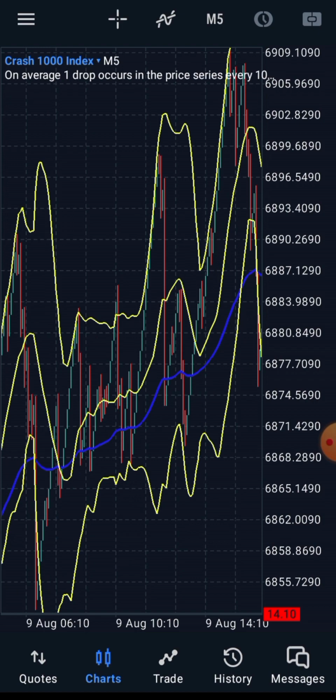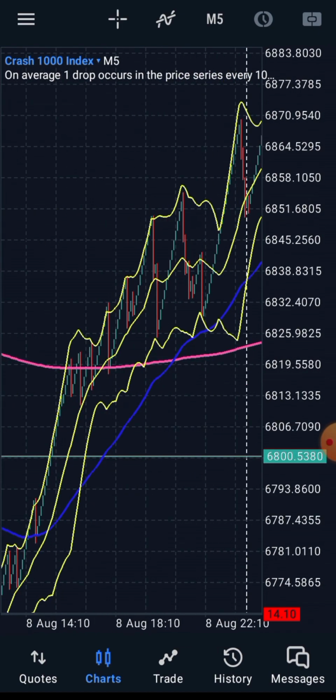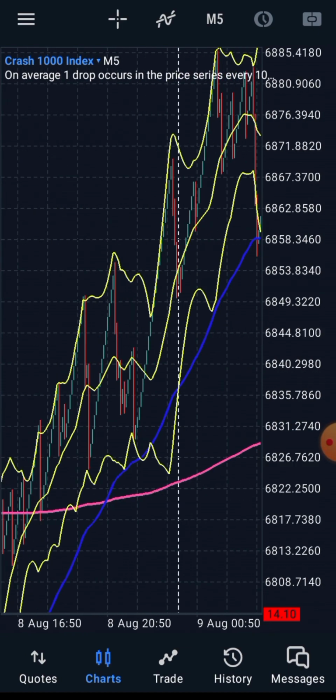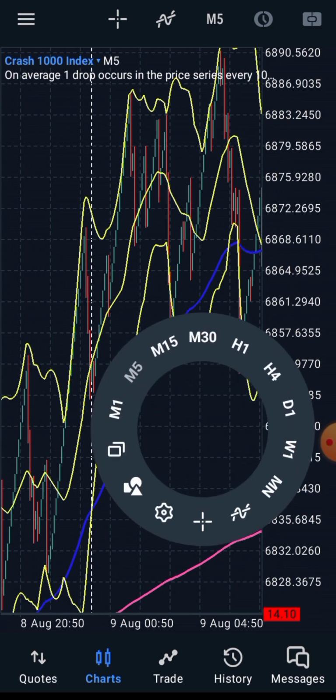So let's look at this. You see the Bollinger Band, like what I was saying, you have to know the direction of the market using the higher time frame.